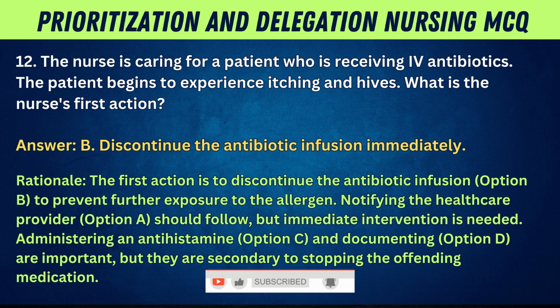Rationale: the first action is to discontinue the antibiotic infusion, option B, to prevent further exposure to the allergen. Notifying the healthcare provider, option A, should follow, but immediate intervention is needed. Administering an antihistamine, option C, and documenting, option D, are important, but they are secondary to stopping the offending medication.